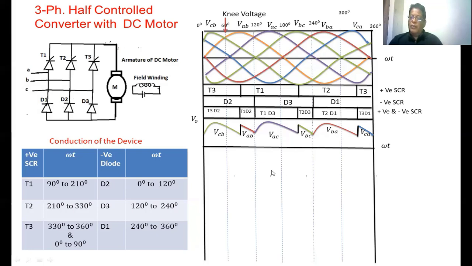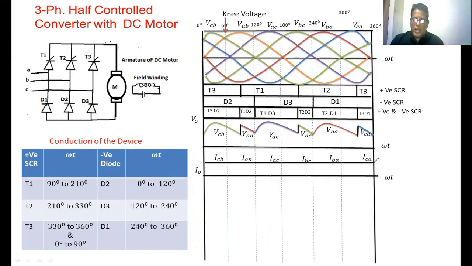Here, you have taken a constant load current. So the load current is constant. ICB current is from this point to this point, up to here. This current is IAB. Again, from this point to this point, IAC. This current is IBC, from this point to this point, IBA, again ICA.